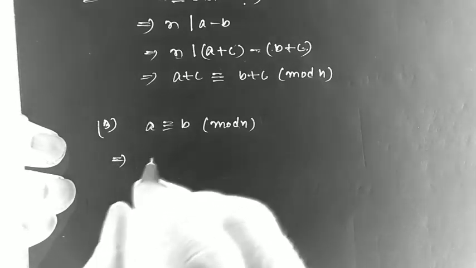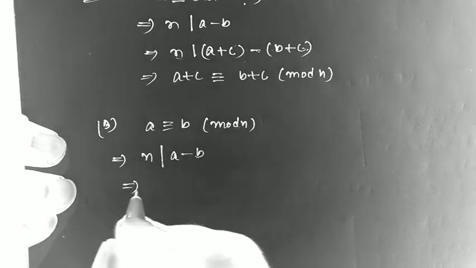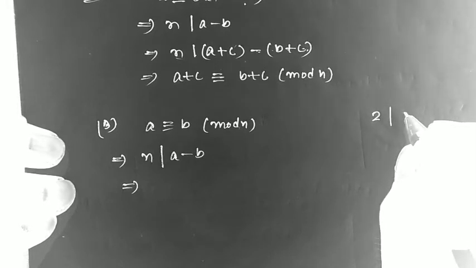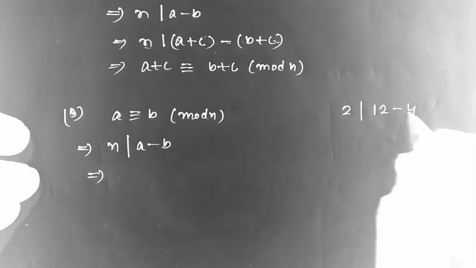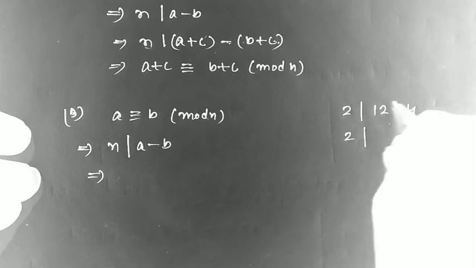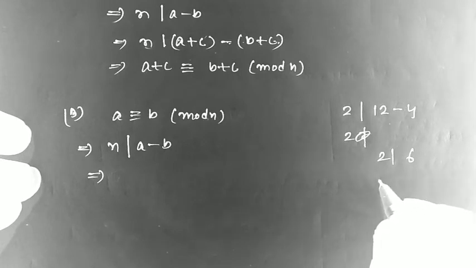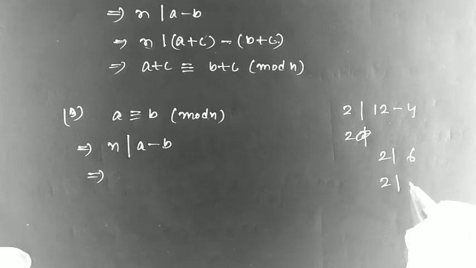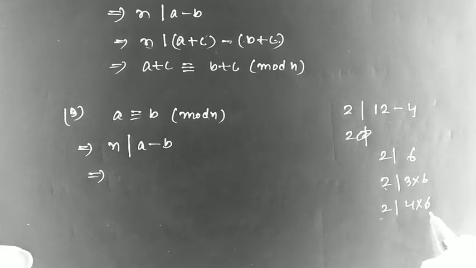Now if we write a is congruent to b mod n, it means n divides a minus b. Yes or no? Suppose 2 divides 12 minus 4. If 2 divides 12 minus 4, then we can multiply any number with them. Or suppose 2 divides 6. Then if we multiply any number with 6, it will still divide. If we multiply 3 with 6, 2 will divide. If we multiply 4 with 6, it will also divide.